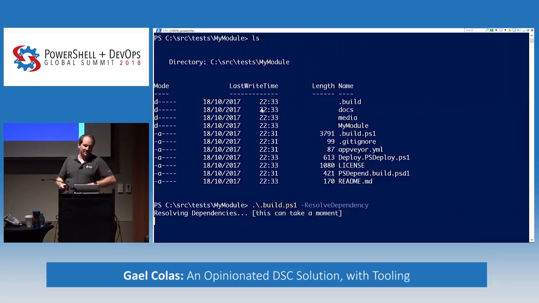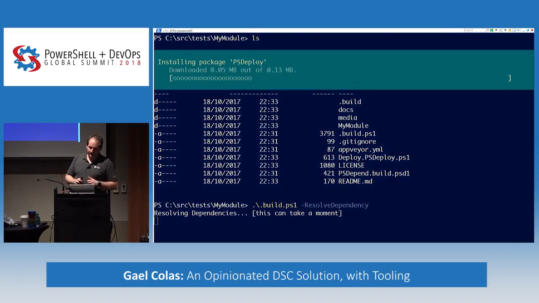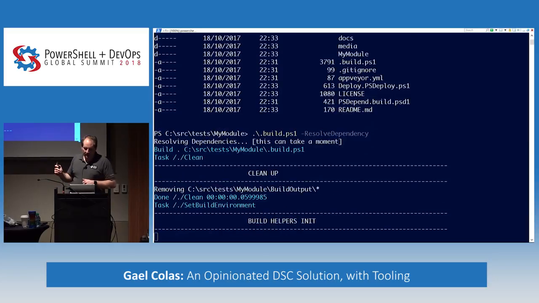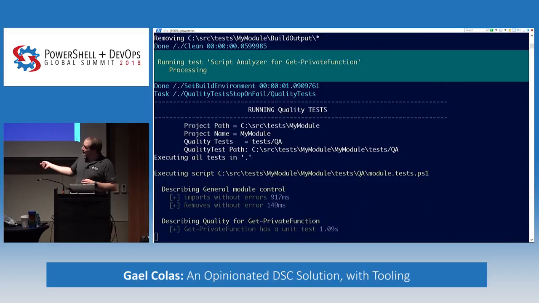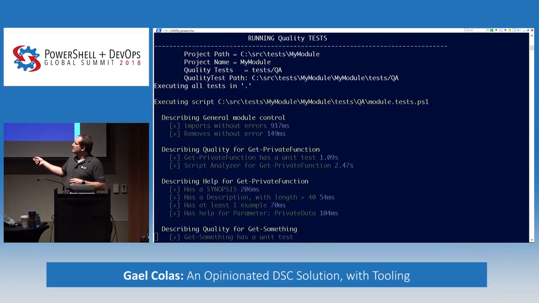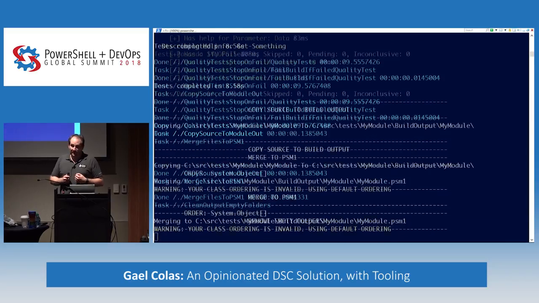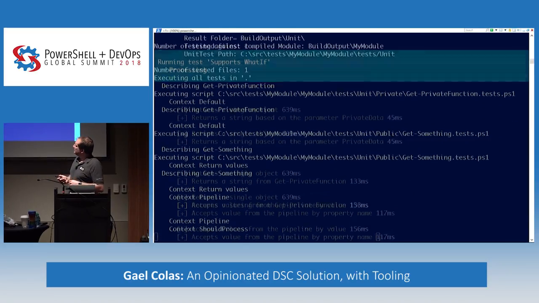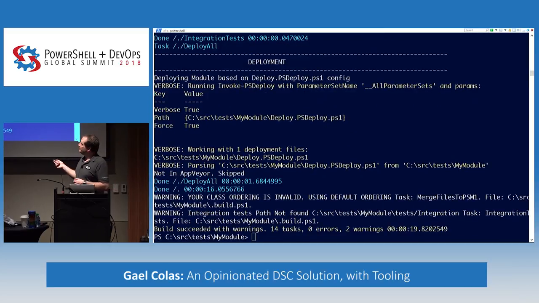This is sped up because we don't have that much time, but that pulls every dependency you need, and that's going to start building the module for you. So it cleans up the build. It loads everything. It already has pre-populated tests. This is only quality to make sure you have the documentation and you have some help files with it. This is running the unit test. It compiled it for you already.